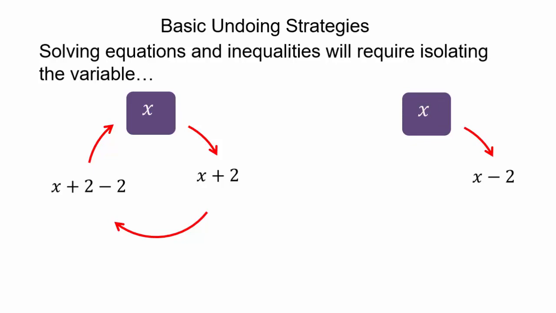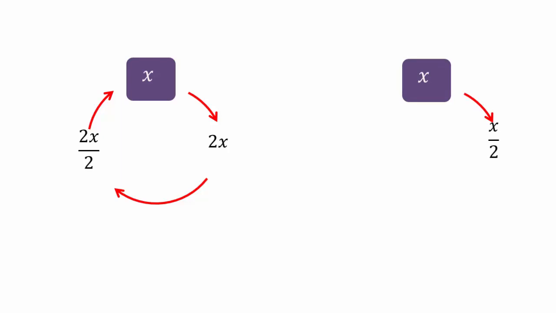What if you have our original x and it got transformed into x minus 2? How do we get it back to x? We will have to do the inverse process or inverse operation of subtraction, which would be addition, so we add a 2. What if you had x and it was transformed to 2 times x? Well, then we would have to divide by 2 because the inverse operation of multiplication is division. If you had transformed x into x divided by 2, then you would have to multiply by 2 to get x back.